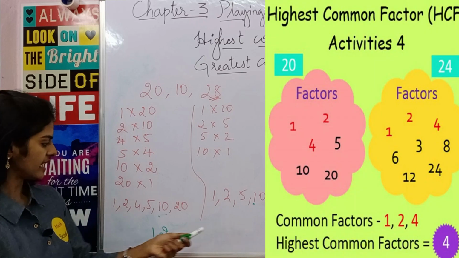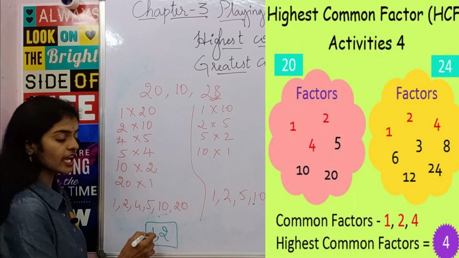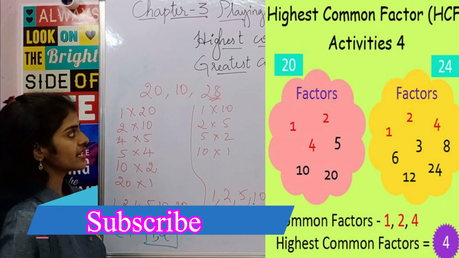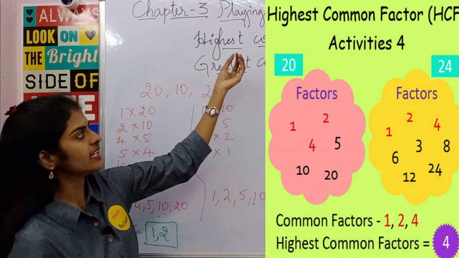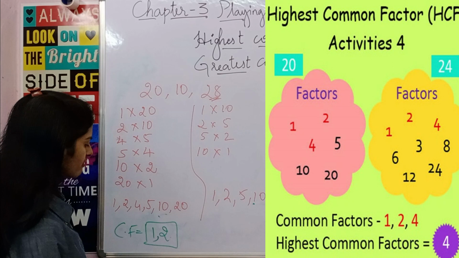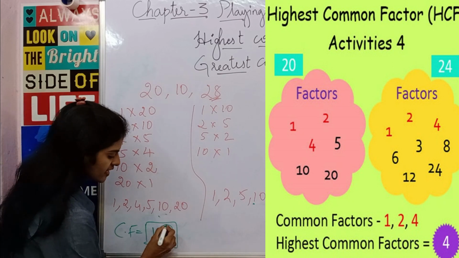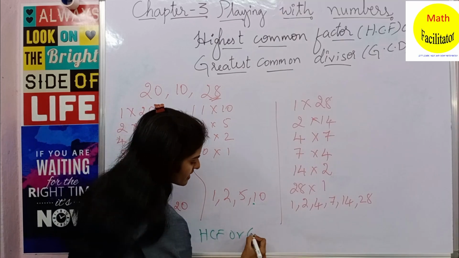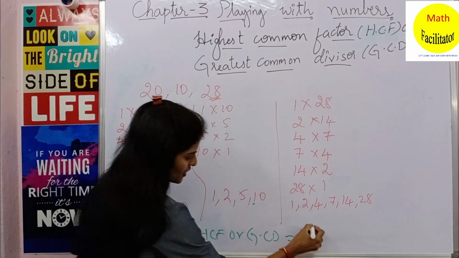Okay, so in this way you can find the common factors, and you find that 1 and 2 are the common factors. Okay, now what do I want? I want the highest common factor or greatest common divisor. So out of 1 and 2, what is the highest common factor? It is nothing but 2. Yes, so HCF or GCD of these three numbers is nothing but 2.